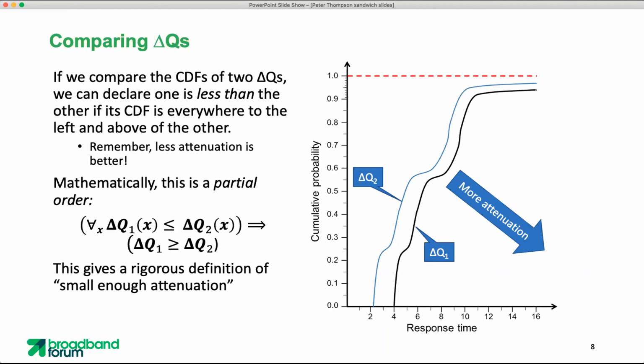So we've talked about this concept of a quantitative timeliness agreement, and that includes a specification of what's the bound we want on quality attenuation. And because of this relationship here, we can definitively say whether or not a delivered quality attenuation is less than what we were supposed to be less than.